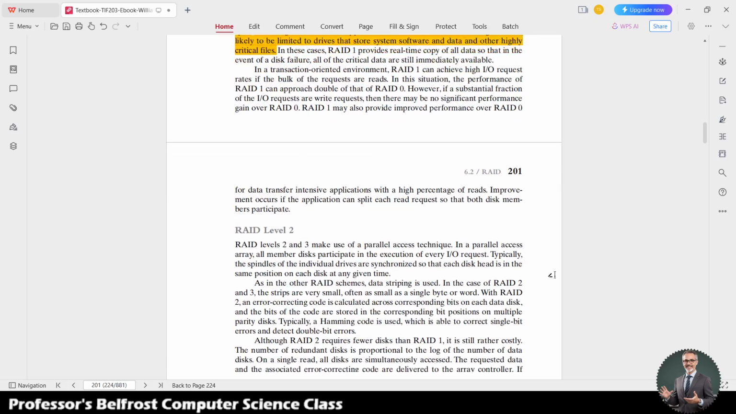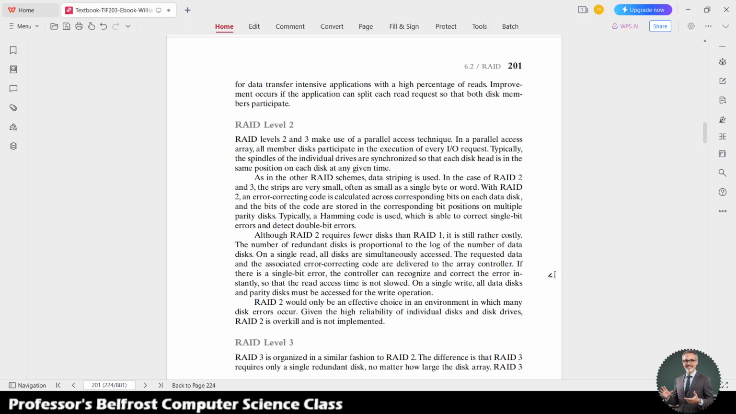And the last one for today may be RAID level 2. RAID level 3 will be on the next video. For RAID levels 2 and 3, they make use of a parallel access technique. In a parallel access array, all member disks participate in the execution of every IO request. Typically, the spindles of the individual drives are synchronized so that each disk head is in the same position on its disk at any given time.